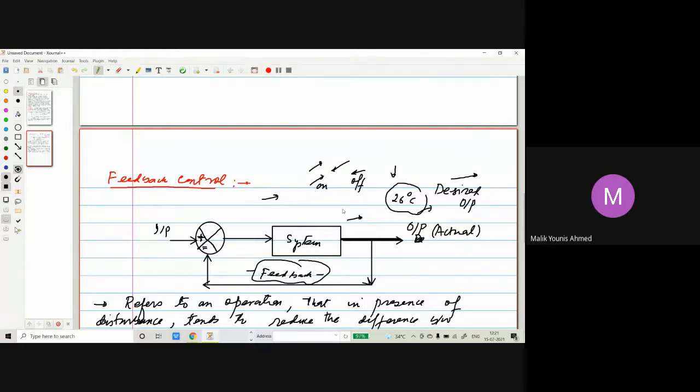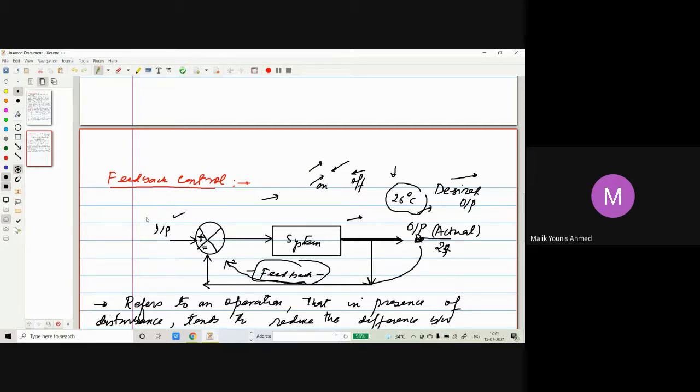So that will continue. We have an input of exactly 26, that means we need 26 degrees centigrade. We are getting an actual output, say 25. First, we are getting 24. Then again, it will give a signal to the feedback: your temperature is not correct.